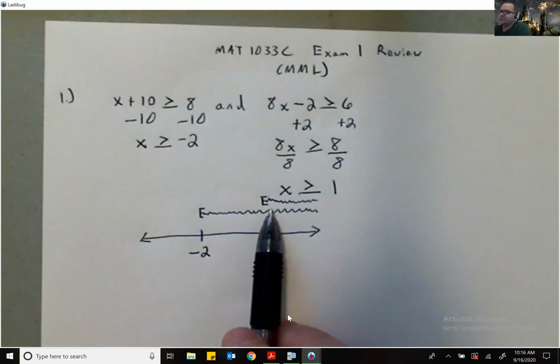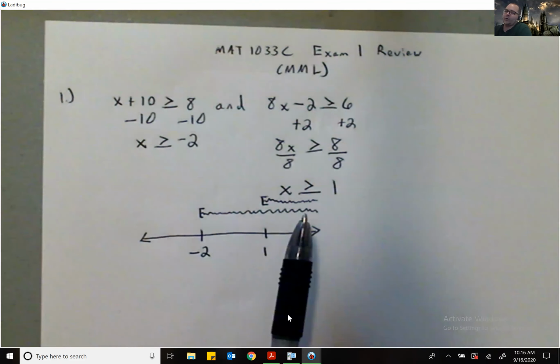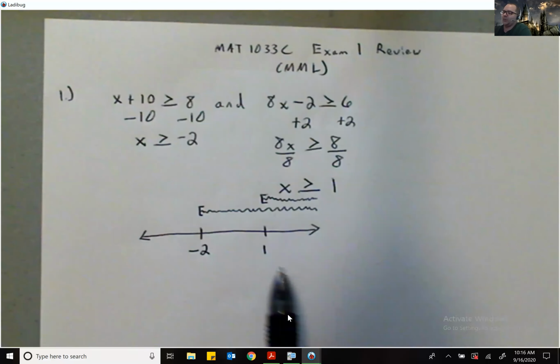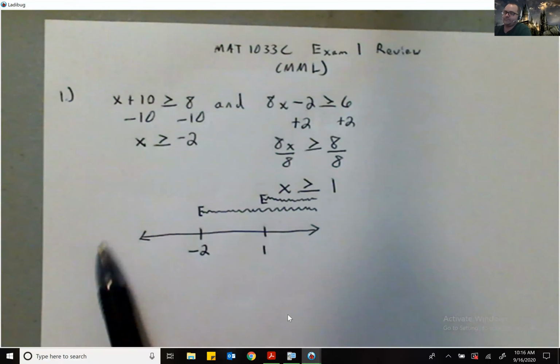Ands usually shade in the middle. But overall, what do ands really want? Where the two lines meet. Where the two, not necessarily where they meet, but where they overlap. Okay? So where on my graph up here will the shading overlap?